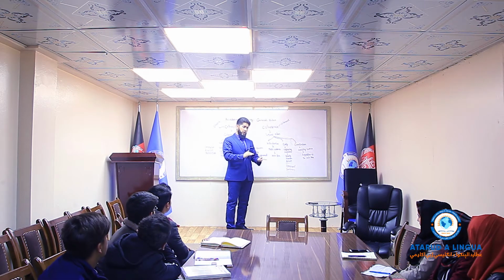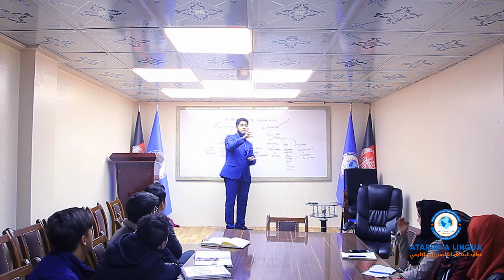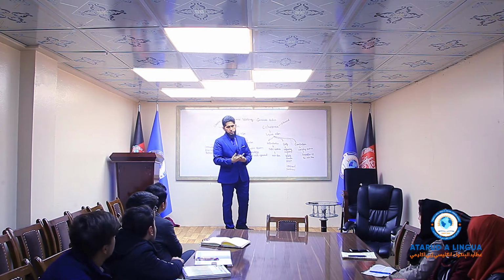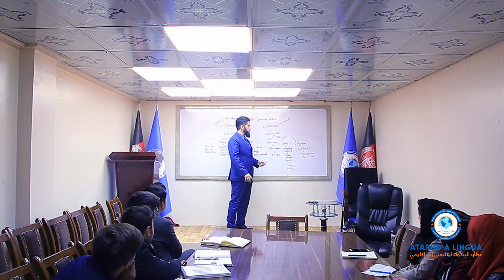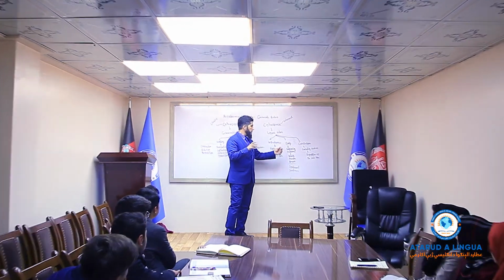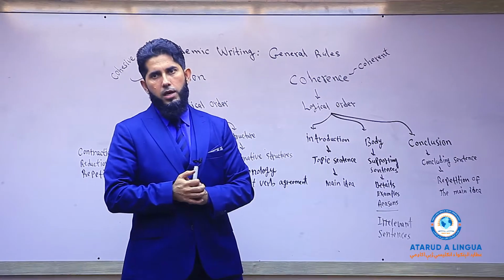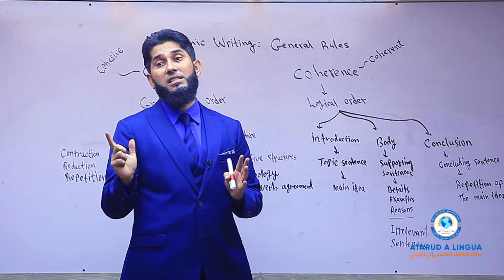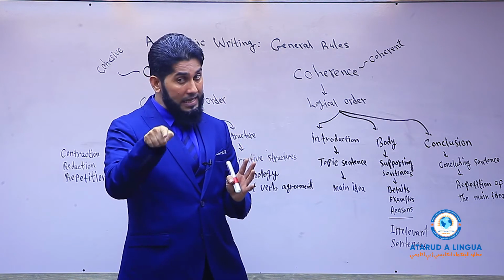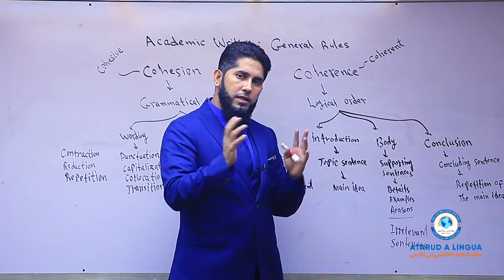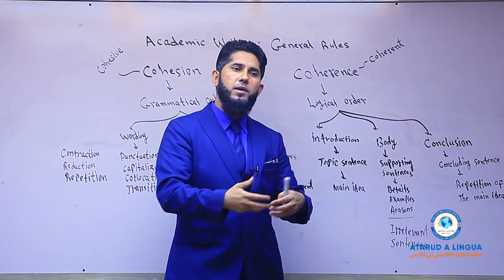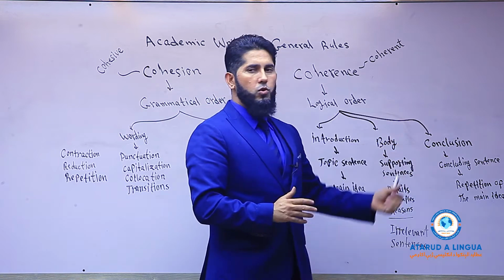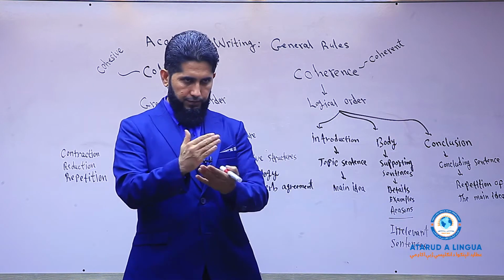So first of all, coherence focuses a lot on logical order, the concepts, the ideas, the arrangement of ideas in your academic passage. So the first thing is the introduction, and then the body, and then the conclusion. The first sentence of a paragraph is called the topic sentence. It is called what? Topic sentence. And the sentences which come after the topic sentence are called body sentences. That's the body of your paragraph. And the last sentence is usually the concluding sentence.